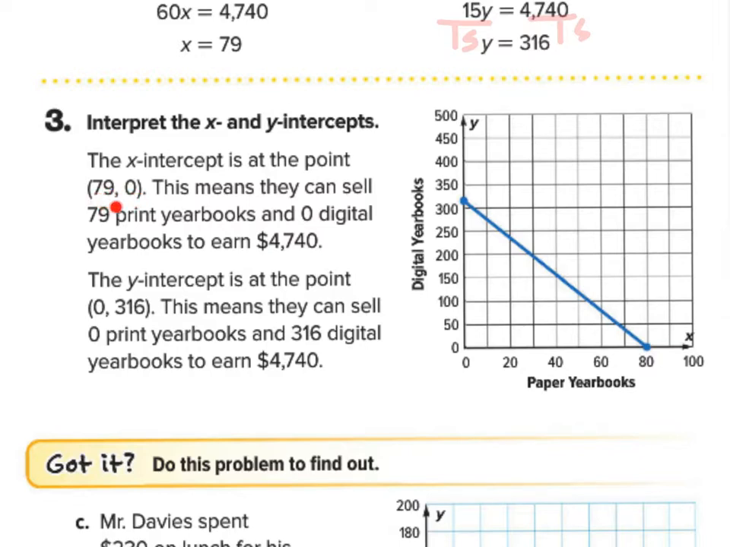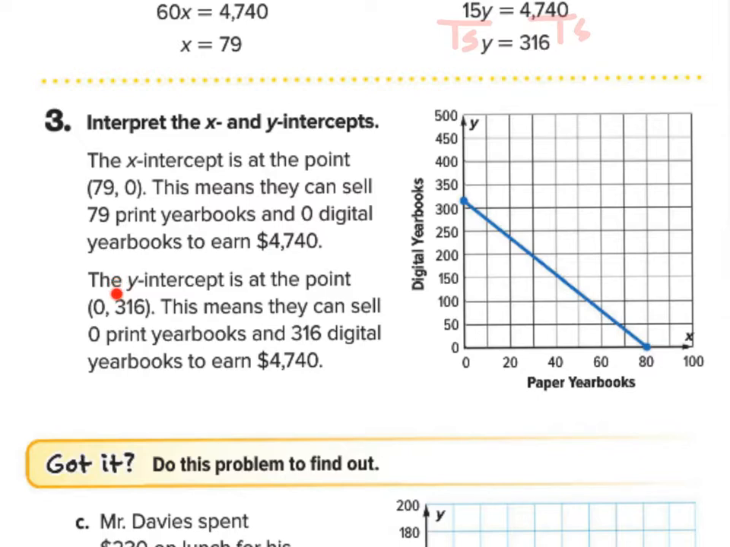Where 79 is x and y is 0. This means they can sell 79 print yearbooks and 0 digital yearbooks to earn $4,000. So the highest amount of print yearbooks can be 79 with 0 digital books.